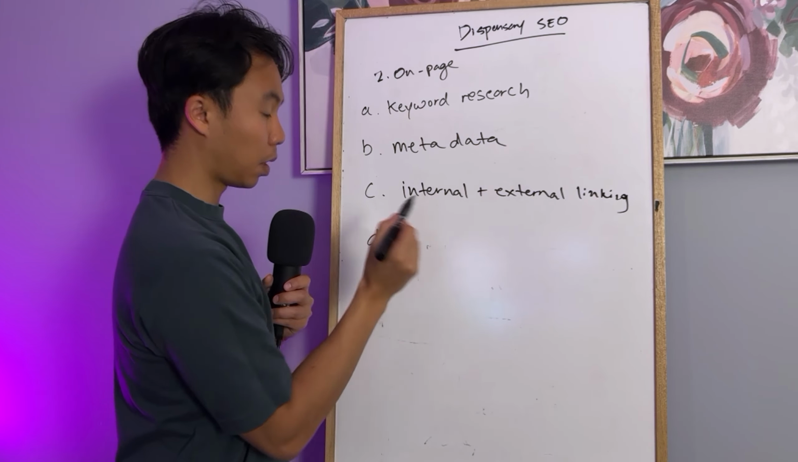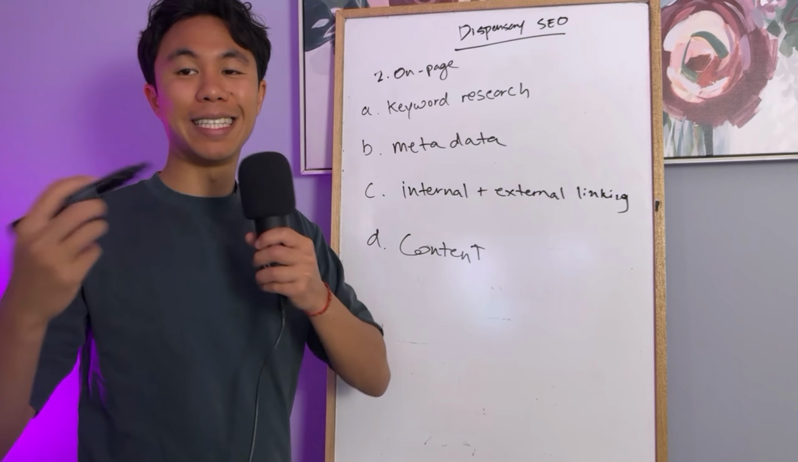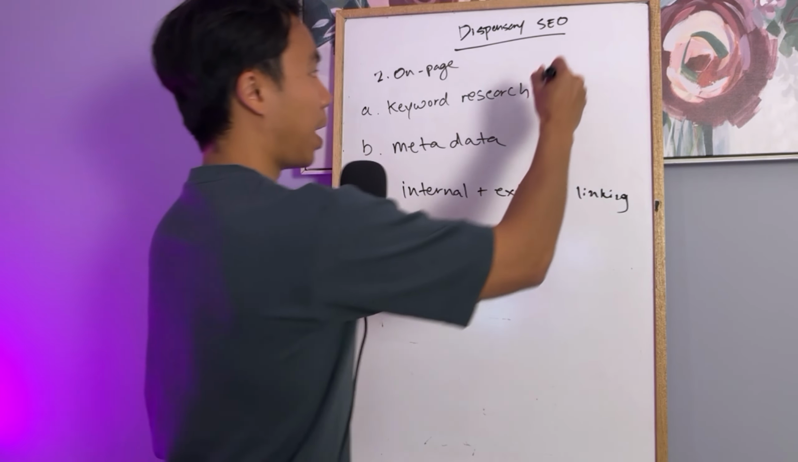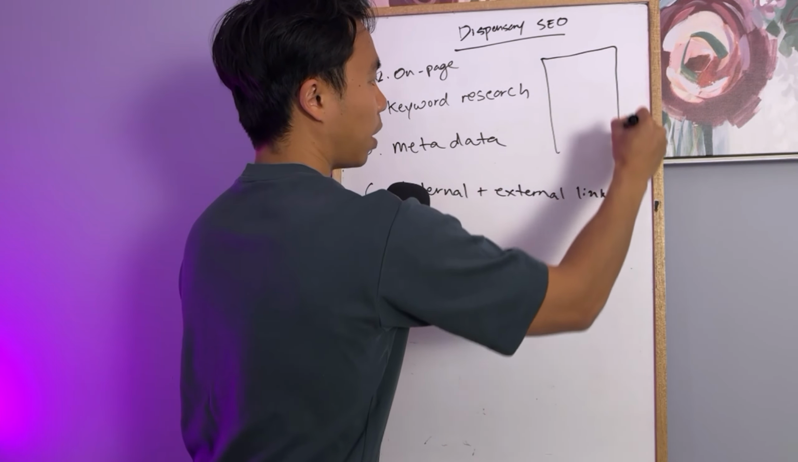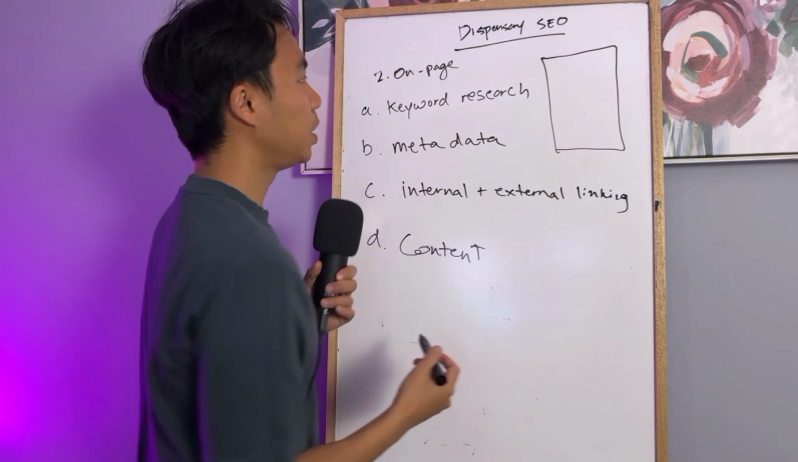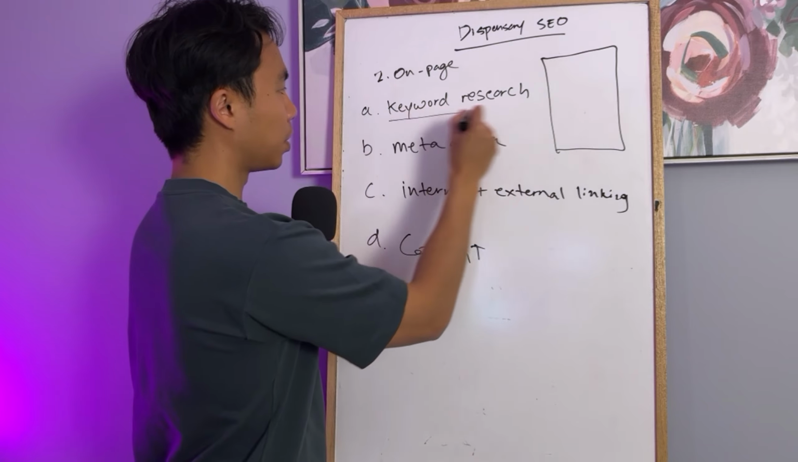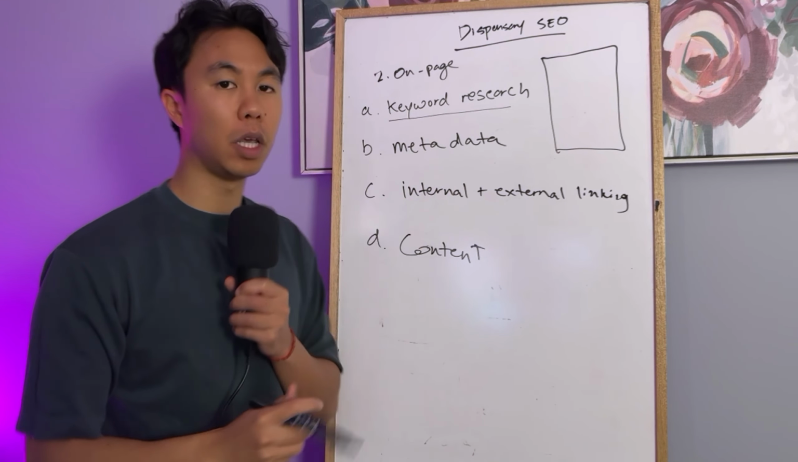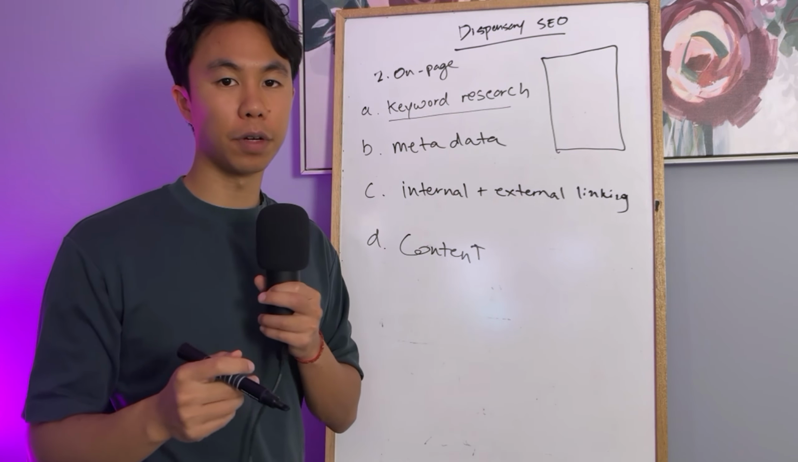And honestly, a good fourth one is just content itself. On-page SEO is exactly how it sounds, on page. So anything to do inside your website has to do with on-page SEO. What we need to do first is we need to have proper keyword research. And I'm going to do a video on the best keywords to rank for dispensaries.